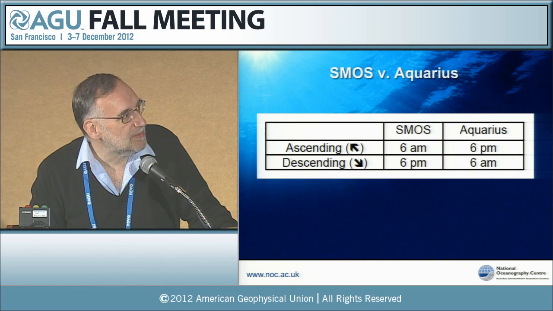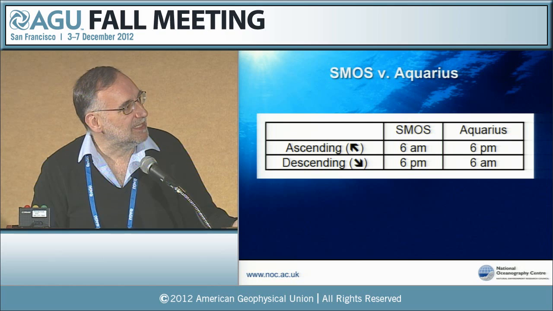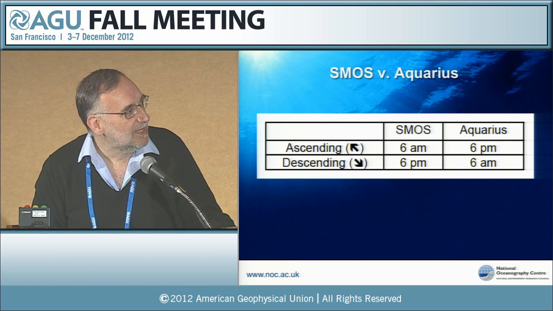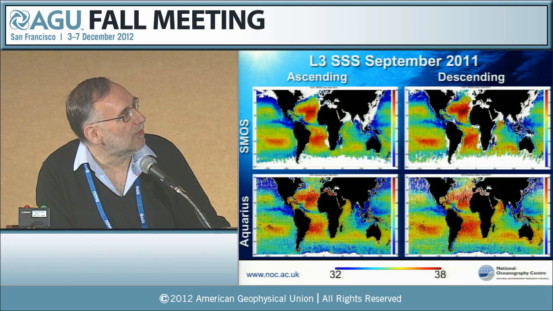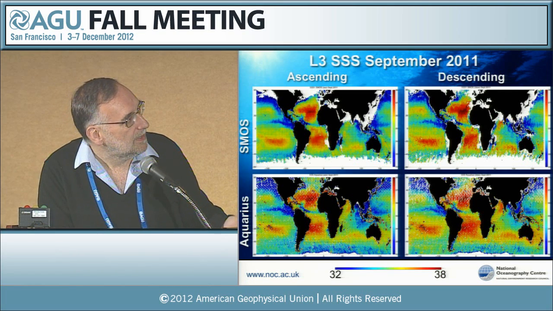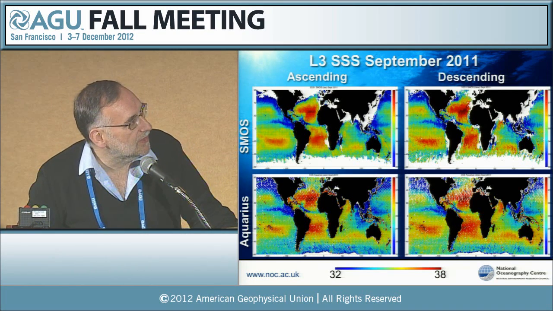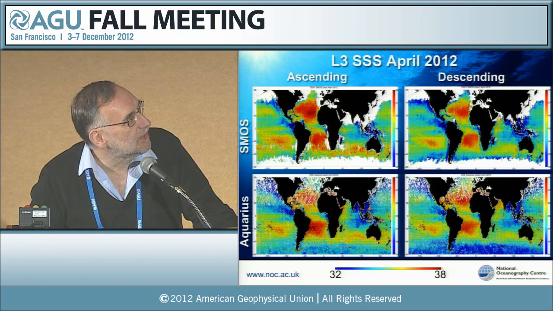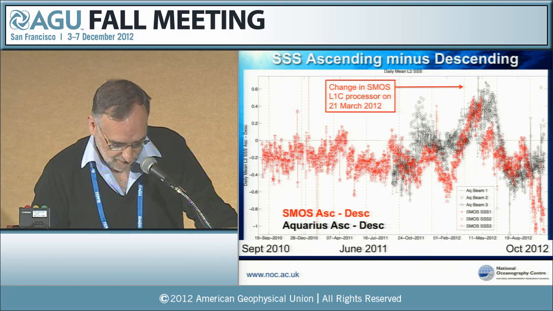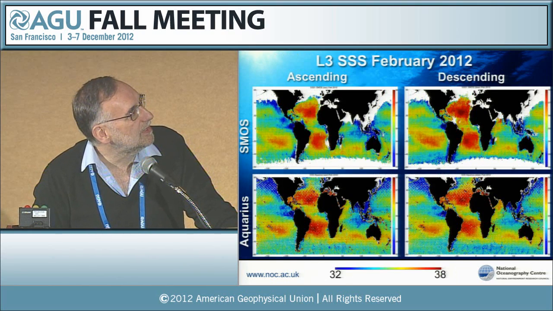Just to remind you that SMOS and Aquarius do have this ascending, descending difference, a 12-hour difference in time. That's just a reminder of that point. So this is a map for September 2011 for SMOS and Aquarius for ascending and descending. And as you can see, there is quite good agreement in many respects between the various maps that we've got here. And if I just flick through the 9 months, you can see the changes that are occurring over the global ocean in that period.